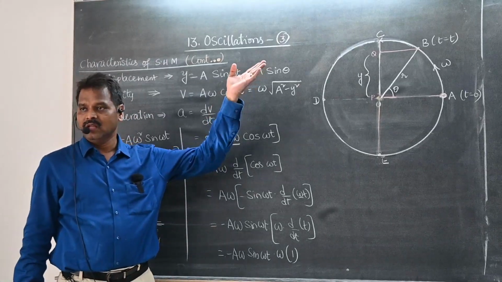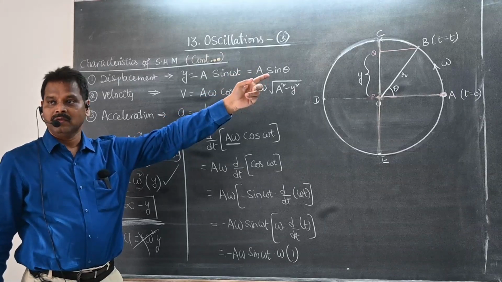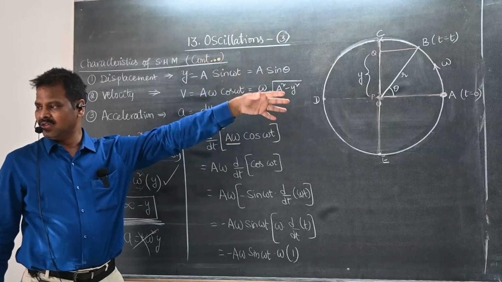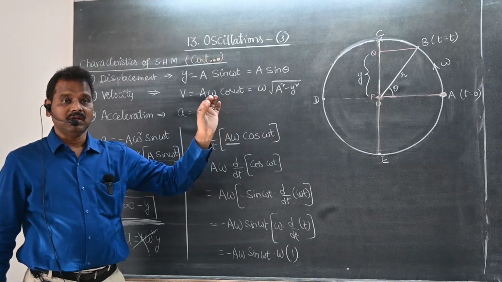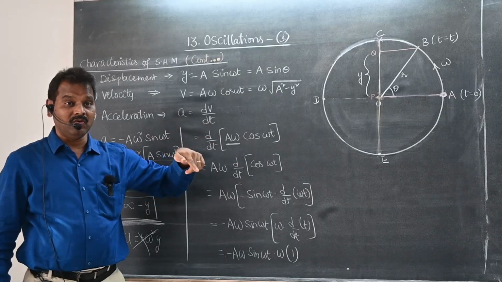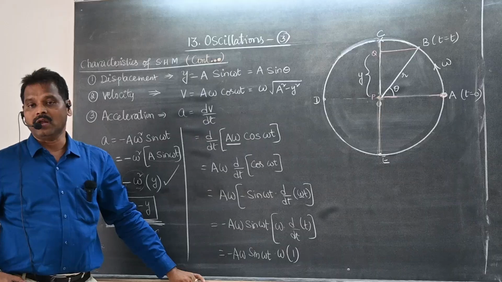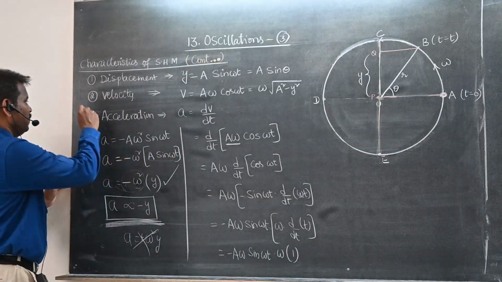That we already studied. We checked it using a simple problem: F is equal to minus 3x, F is equal to 3x plus 3, F is equal to minus 3x minus 3. In that equation, we found that the force or the acceleration always acts towards the mean position. Then only it is simple harmonic motion. Clear, students? So now I have three characteristics.